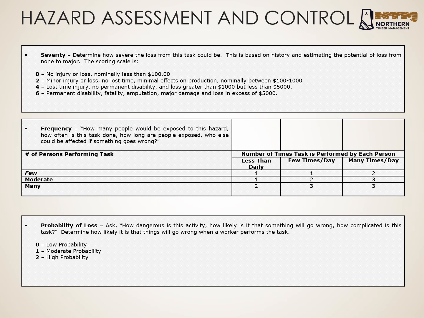Frequency. How many people would be exposed to this hazard? How often is this task done? How long are people exposed? And who else could be affected if something goes wrong? Probability of loss. Ask, how dangerous is this activity? How likely is it that something will go wrong? How complicated is this task? Determine how likely it is that things will go wrong when a worker performs a task. 0, low probability. 1, moderate probability. Or 2, high probability.